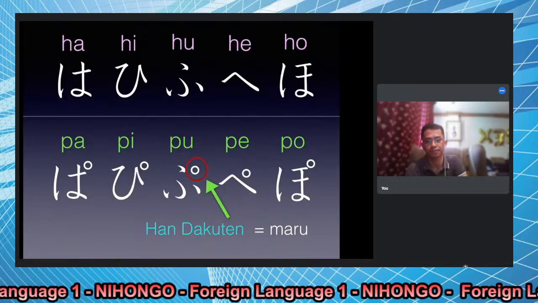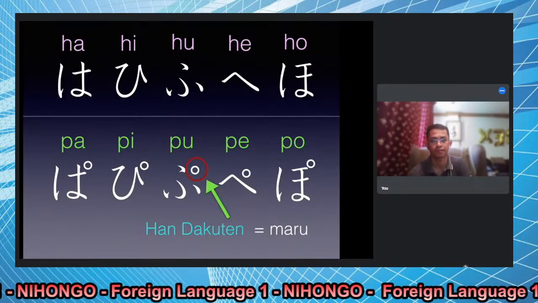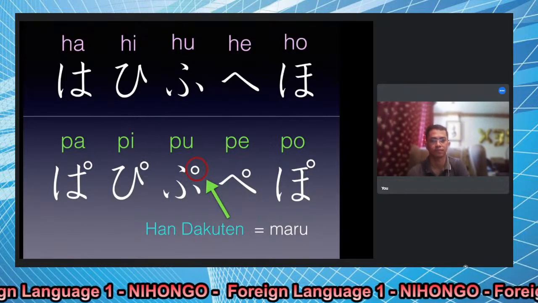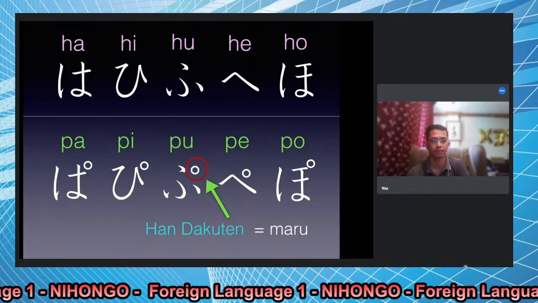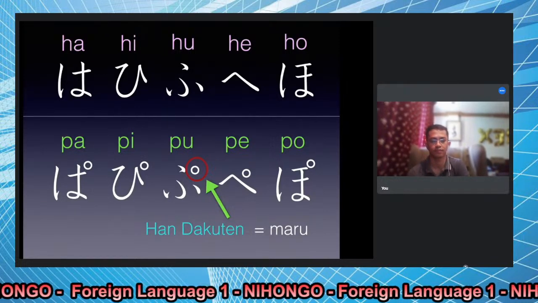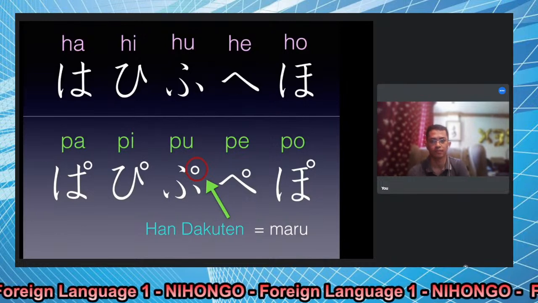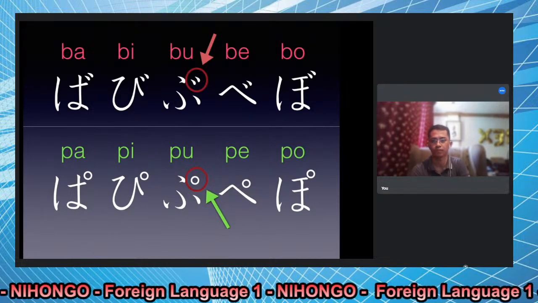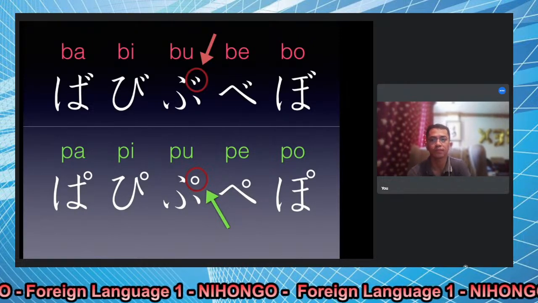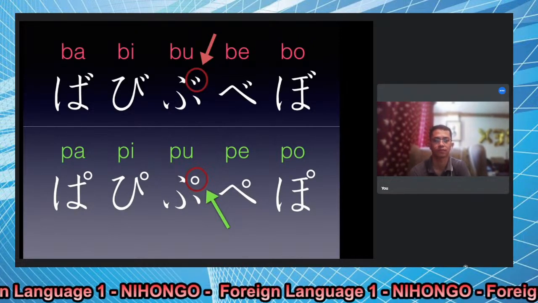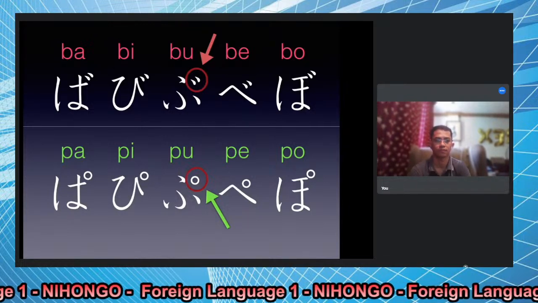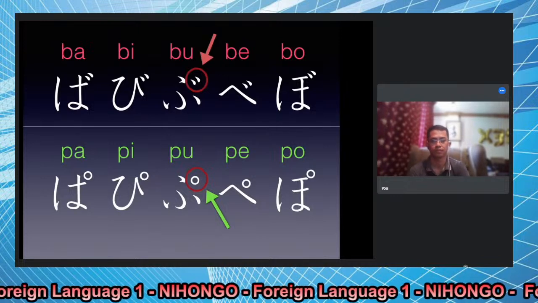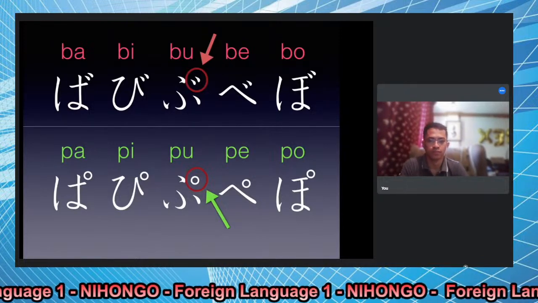Maru literally means circle in Japanese. So by adding this tiny maru to ha, hi, fu, he, ho, you can spell pa, pi, pu, pe, po in Hiragana. So these are the consonant B group and then P group that you have to use Hiragana ha, hi, fu, he, ho to spell. The B group takes ten-ten, and then the P group takes maru.